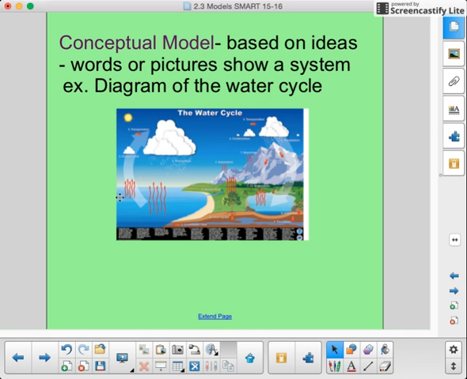This diagram of the water cycle uses arrows and pictures to show us how the water cycle works. Water evaporates from things like rivers and lakes, goes up into the atmosphere, and then it precipitates, it falls to the earth again in the form of rain or snow. So you can see arrows pointing up to show the water moves up, arrows pointing down to show how the water comes back down to earth.